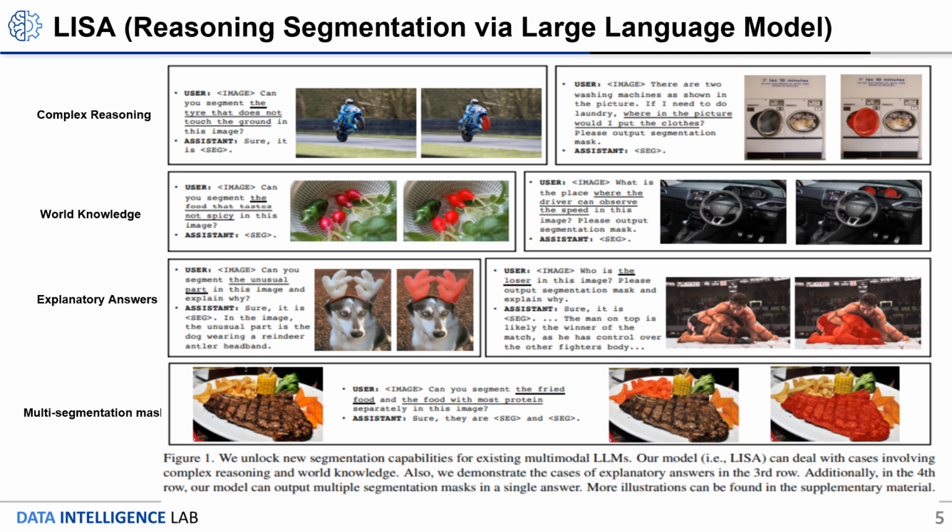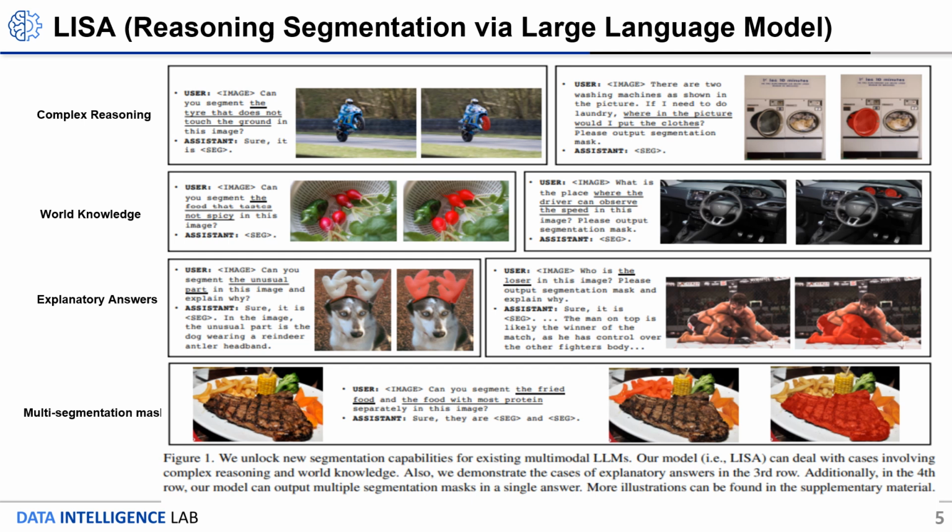The second example, the radishes. The query is, can you segment the food that tastes not spicy? This relies on world knowledge about different foods. LISA correctly segments the radishes. In the third example, the top right, the washing machine, the user asked, where in the picture would I put the clothes? So this requires understanding the function of the objects. So LISA correctly segments the interior of the front-loading washing machine.